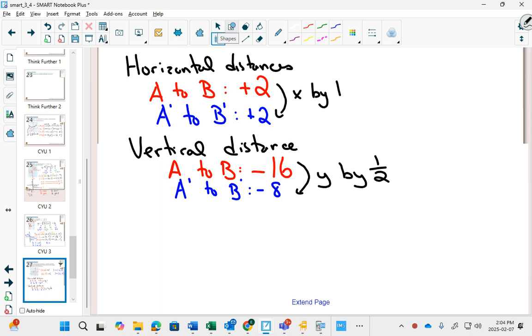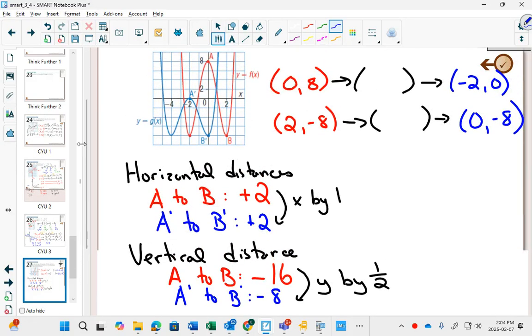This tells me that I have a vertical compression. My y values have been multiplied by 1/2. And once you have that, we just figured out what should go above these first arrows. You can write x by 1 if you want, but you don't need to write it because nothing's going to happen. Your x values stay 0 and 2. But your y values have to get cut in half. So that means the 8's going to be a 4, and the -8 is going to be a -4.